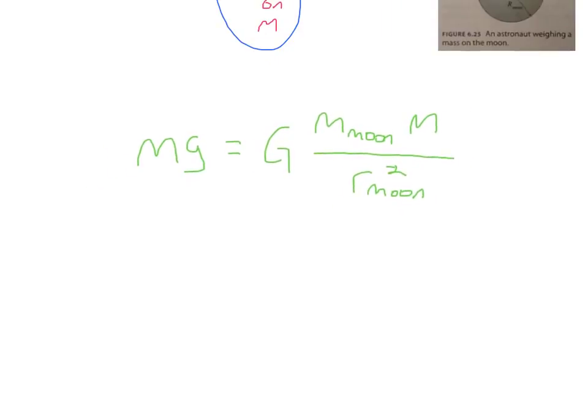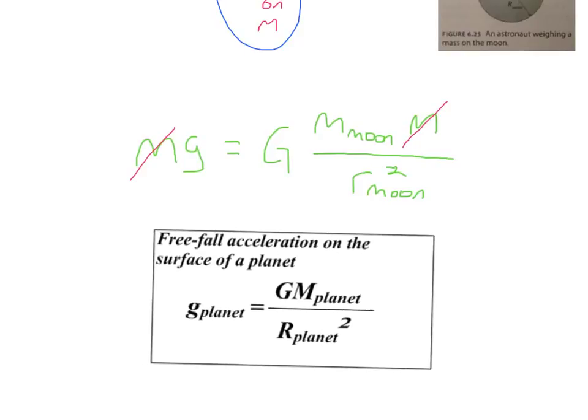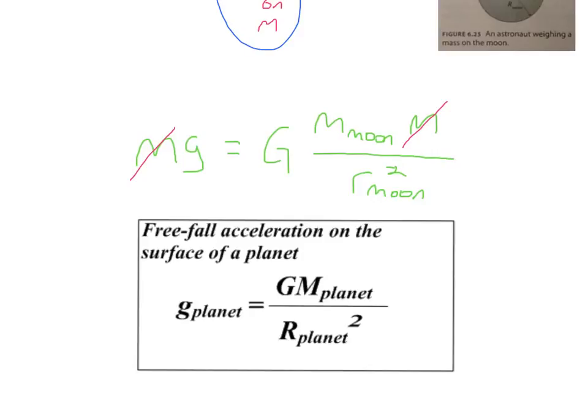where we now end up with a single expression. And we take a look at this, we find that the mass of the object, our object sitting on the surface of the moon, ends up canceling, and we have a single expression for the free fall acceleration on the surface of a planet, where that g of that planet, the acceleration due to gravity of that planet, is equal to the universal gravitational constant times the mass of the planet over the square of the radius of the planet.